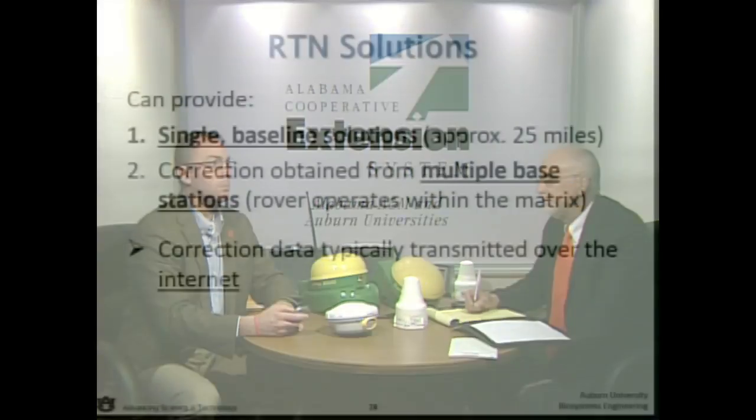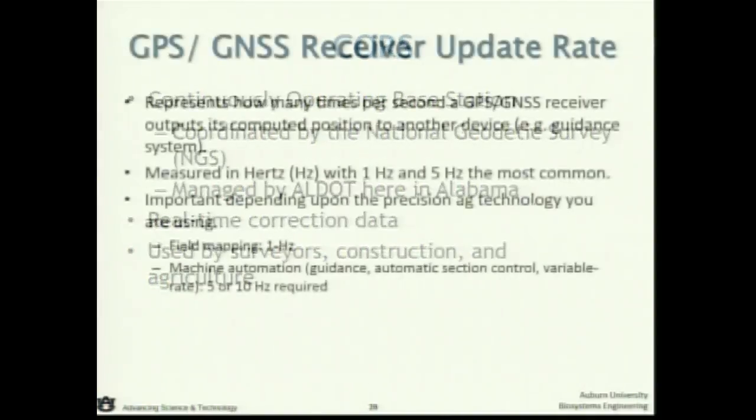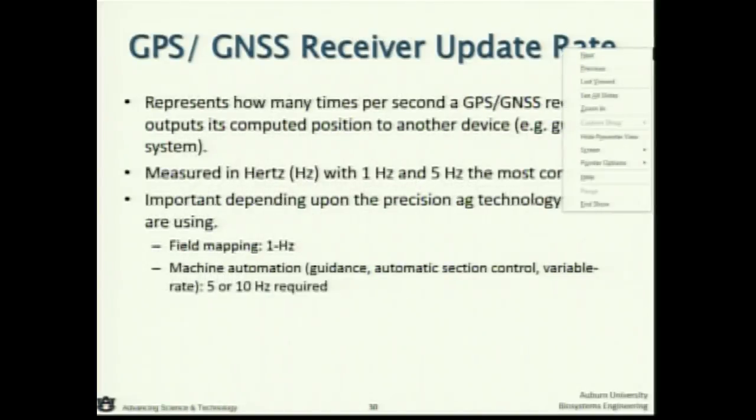So with that, there's CORS, continuous operating reference stations. We'll go through this real quick. And ALDOT here in Alabama manages that. Again, it's a free service that those of us in ag can take advantage of. Okay, and the other thing, we'll go backwards.